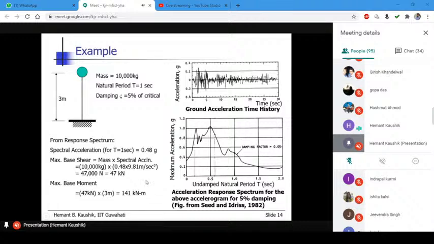The basic reason for showing you this simple thing is, don't assume that the peak ground acceleration will always give you the maximum response. It will never give you that. You can imagine from starting here to here, for all the structures lying in this zone, the maximum response of the structure will be more than the peak ground acceleration, right? Only for these structures, the response will be less than the peak ground acceleration.